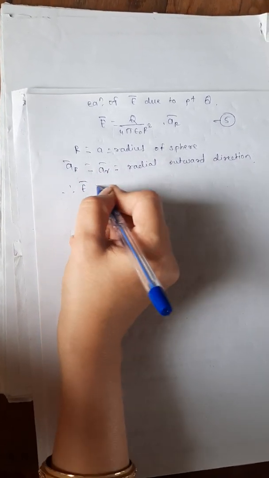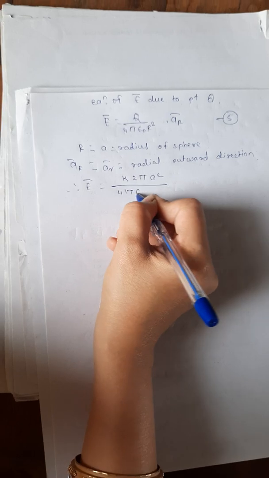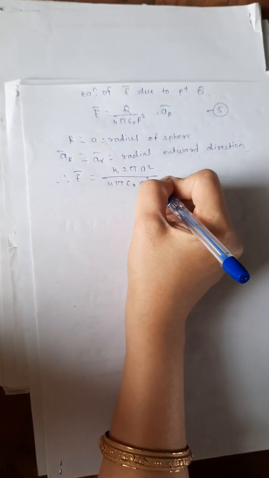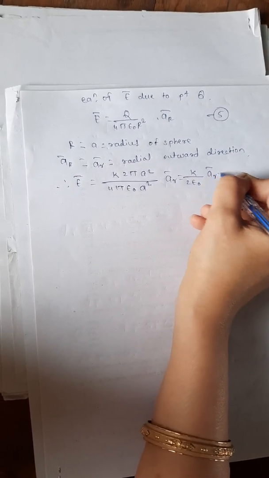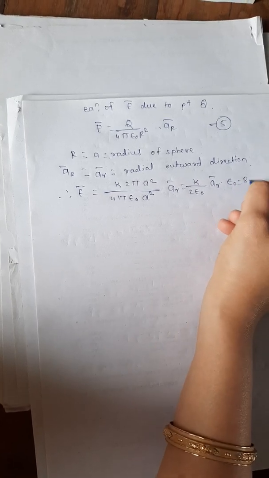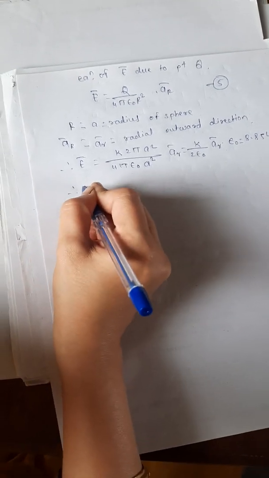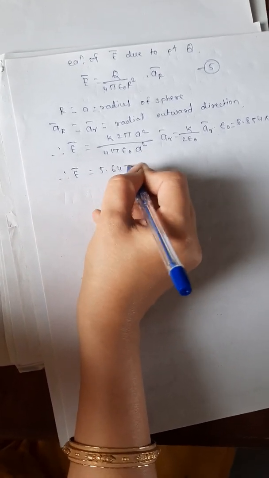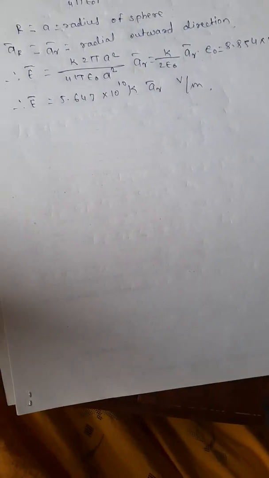So E bar is equal to k 2 pi a square by 4 pi epsilon 0 a square a r bar. So it is k by 2 epsilon 0 a r bar. Substituting the value of epsilon 0, the value of E bar is approximately 5.647 into 10 raised to 10 volt per meter. This is the answer. So in this way the magnitude of the point charge placed at the origin can be determined.